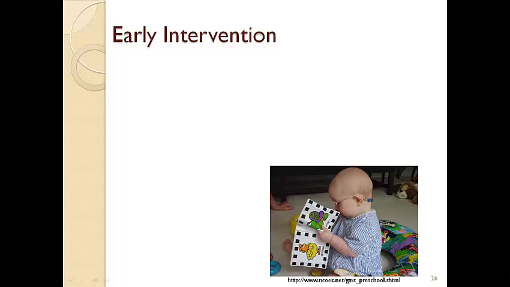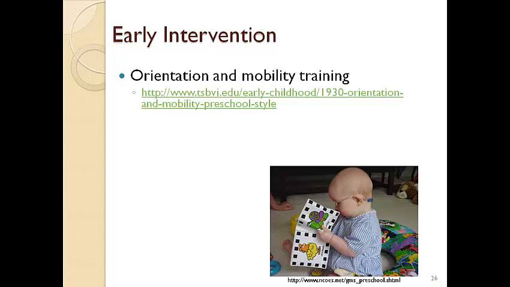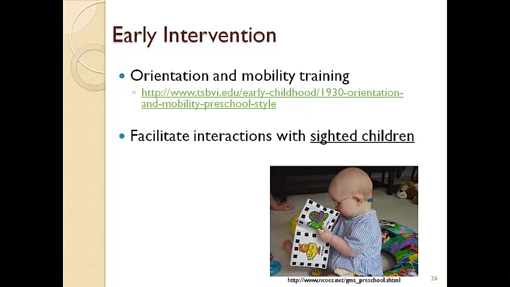Early intervention. Intensive intervention should begin as early as possible, and like I mentioned before, orientation and mobility training can start pretty early. And here's again an example of the Texas School for the Blind and how they are teaching preschoolers skills for orientation and mobility. While they are in early intervention centers, they can be in an inclusive setting, which is beneficial because it is important that the teacher facilitate interactions between students with visual impairment and sighted students as early as possible.